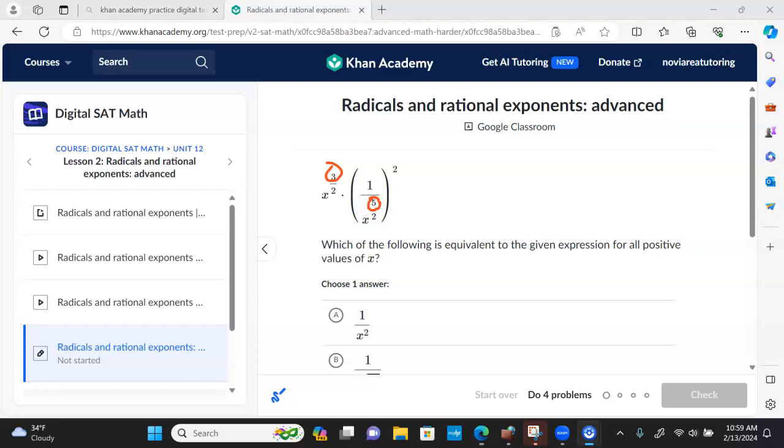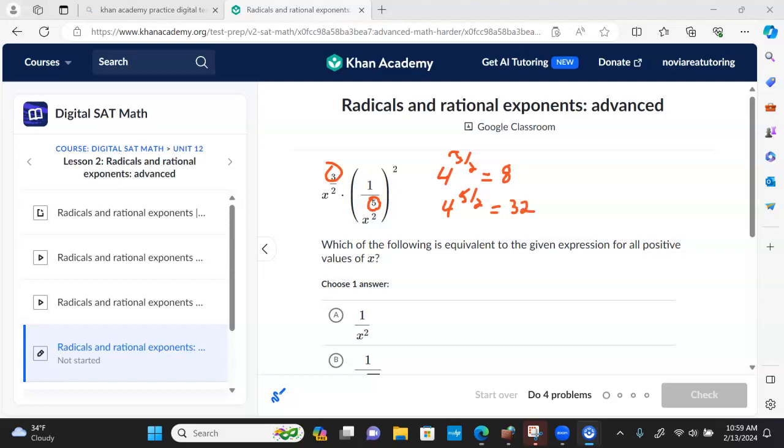Okay, so 4 to the 3 halves power is going to be equal to the square root of 4, which is 2, raised to the 3rd power. So that's going to come out equal to 8. X to the 5 halves power is equivalent to 4 to the 5 halves power, which is the square root of 4, which is 2, raised to the 5th power, which comes out equal to 32.